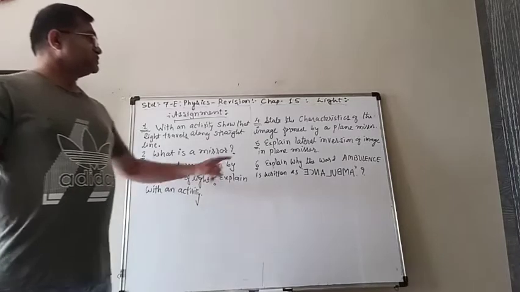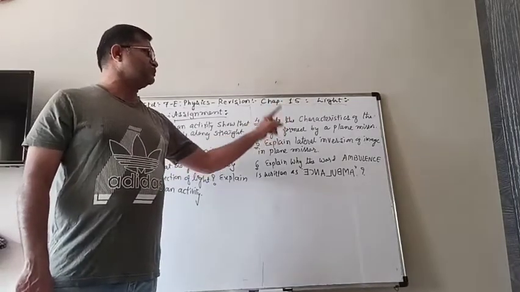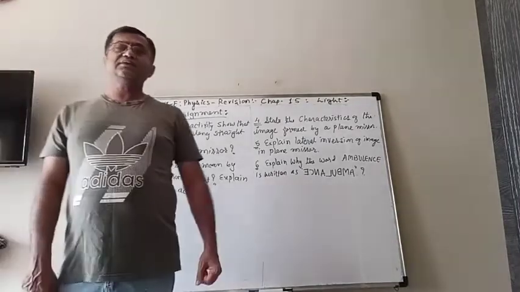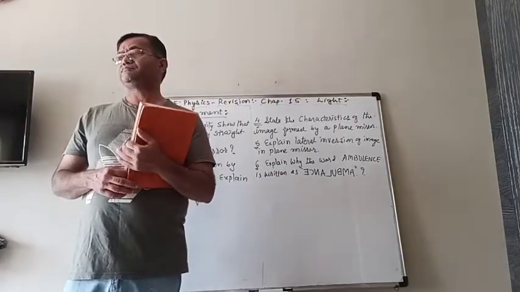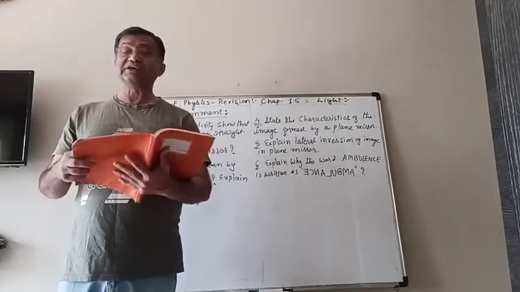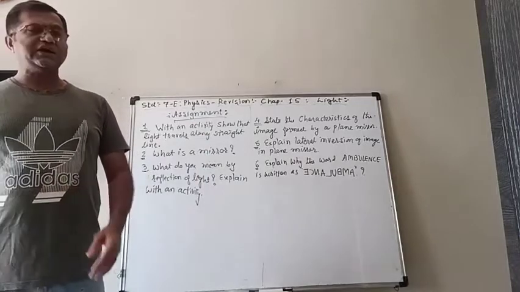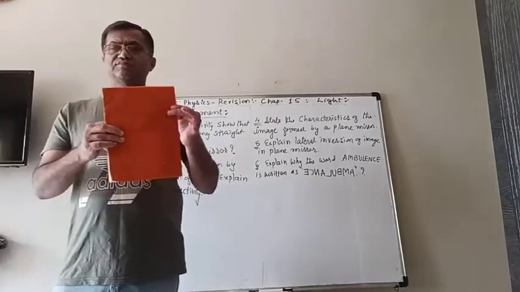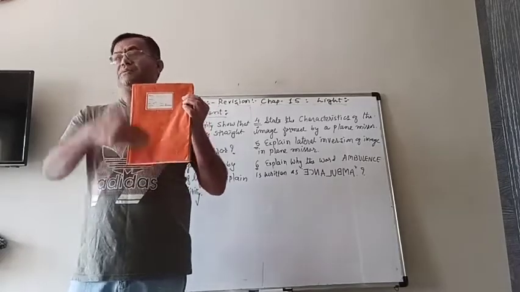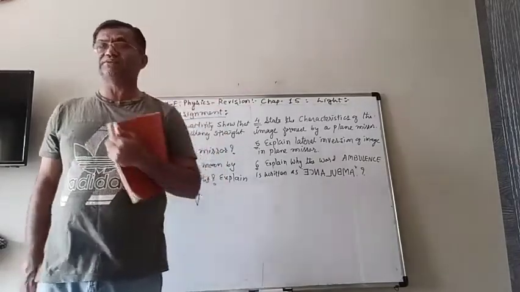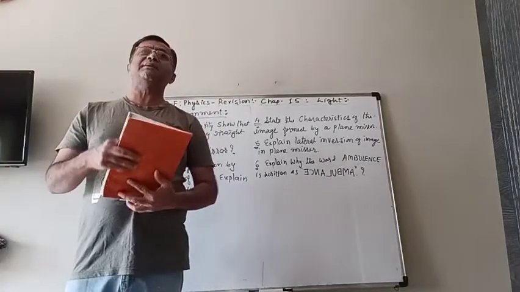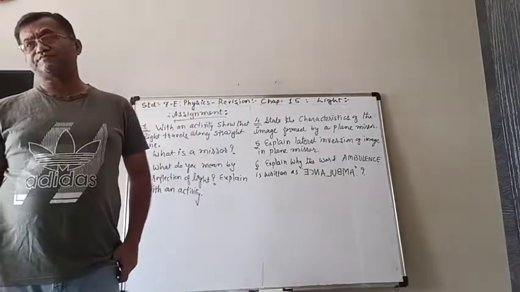Now, state the characteristics of the image formed by a plane mirror. Generally, in a plane mirror, the image is erect. It means that if you put the object like that, then you will get the same type of image, erect, not inverted. So the first characteristic is that the image formed by a plane mirror is erect.